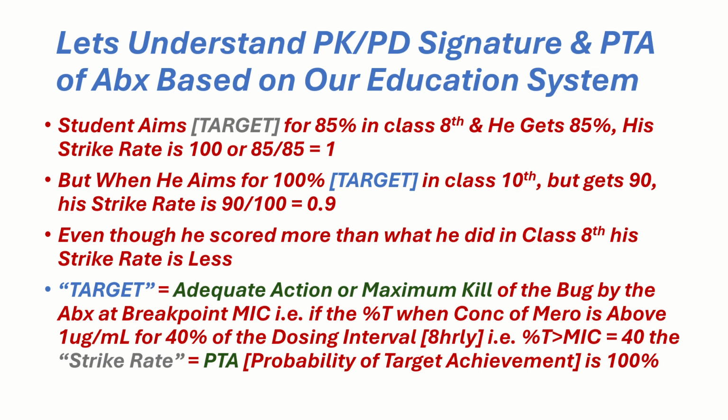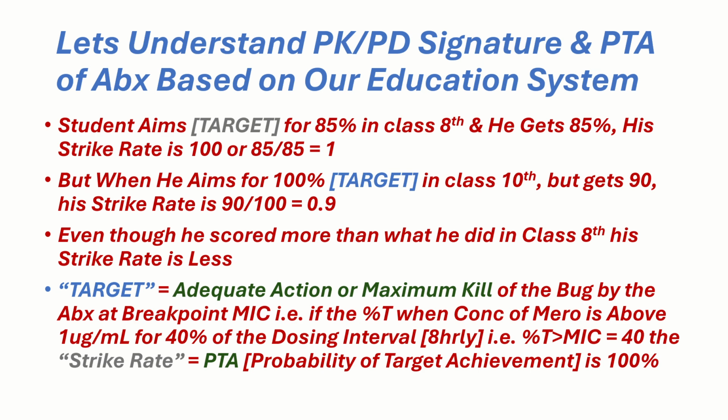So, the target in this case is the adequate action or the maximum kill of the bug by the antibiotic at a breakpoint MIC. That is, if the percentage of the time when the concentration of meropenem is above 1 microgram per ml, which is the breakpoint for meropenem, is 40% of the dosing interval. So that means in that 40% of dosing interval, I have achieved 100% killing at an MIC of 1. So that means my probability of target attainment is 100%.